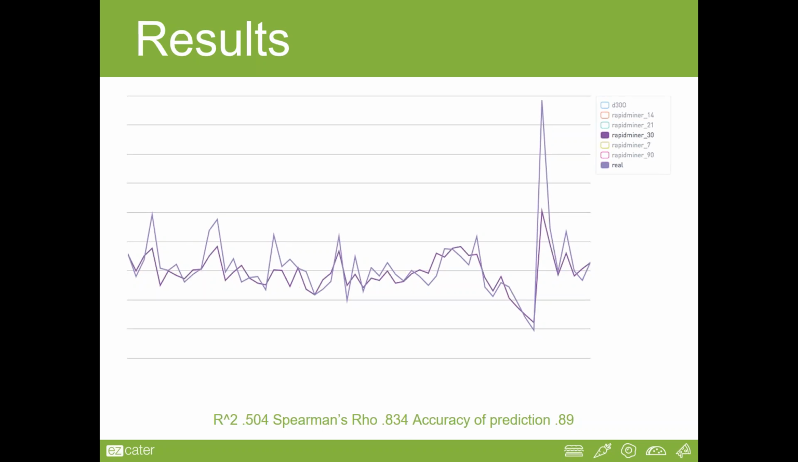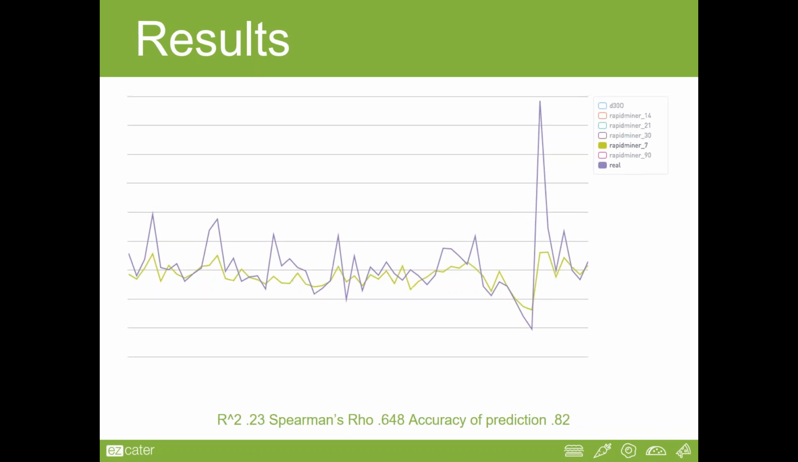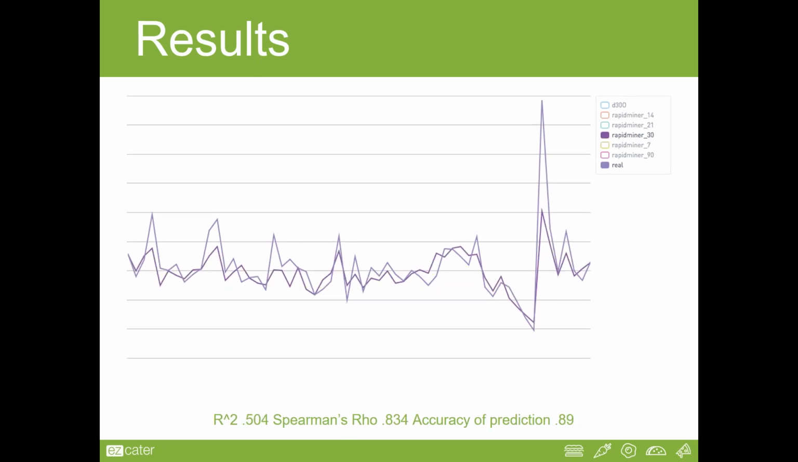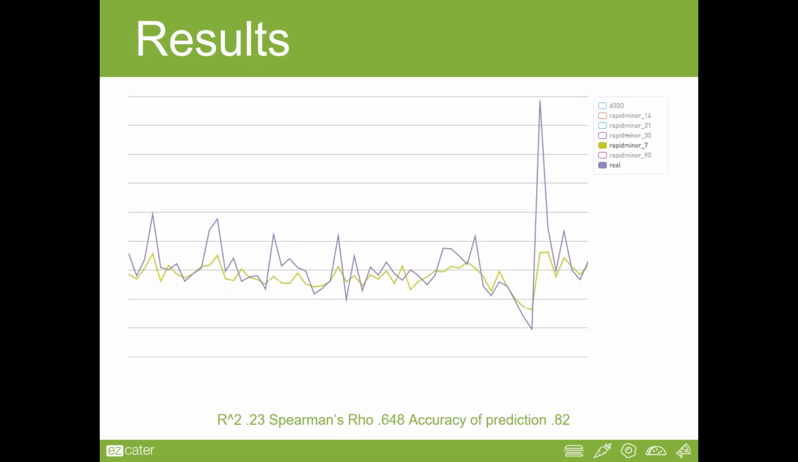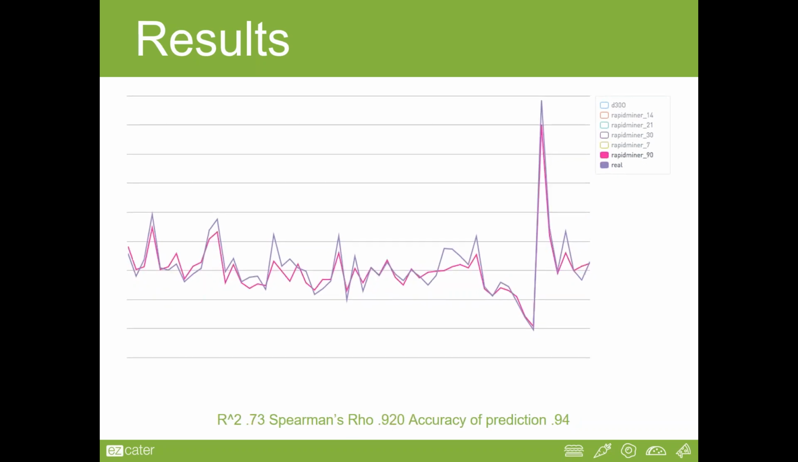But then you can see as we give the algorithm more data, as we give it now 30 days of data, it becomes significantly more confident in its prediction that people are either good or bad. And you can see that when we get to 90 days, it really is right on there. We've got R squared around 0.7, and accuracy of prediction is like 0.94. So we were quite happy with these results.